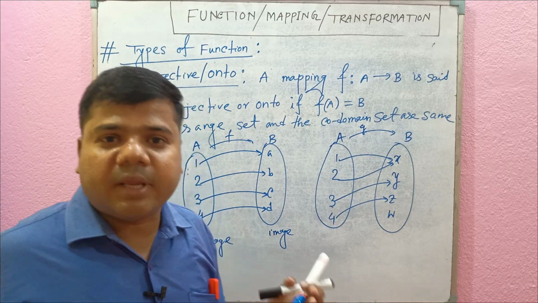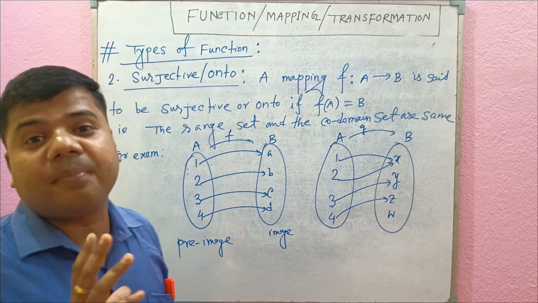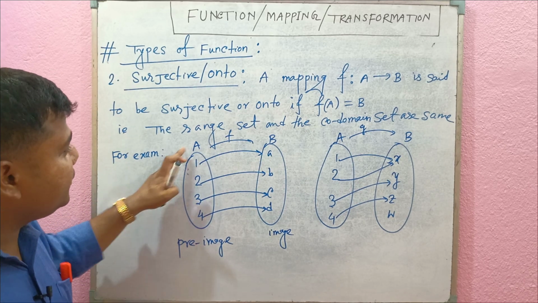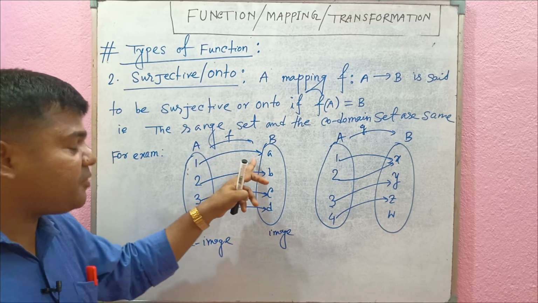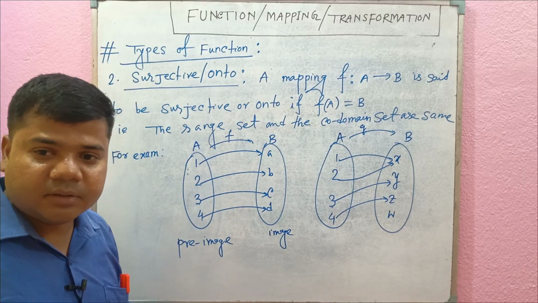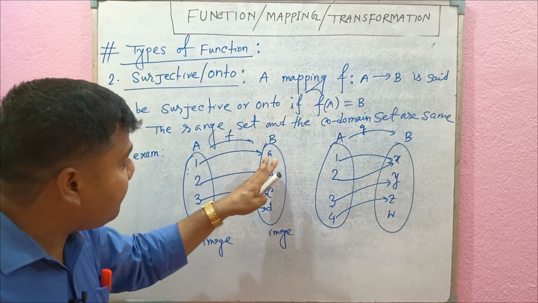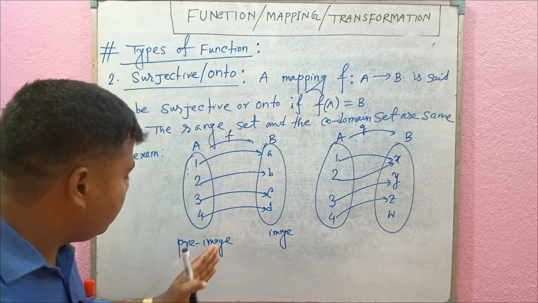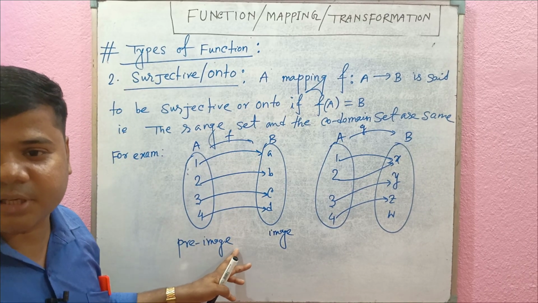Otherwise, we can say that every element of B might have a pre-image. For example, suppose this is an example of a function. Here we see that 1 maps to A, 2 maps to B, 3 maps to C, and 4 maps to D. You see that every element of B has a pre-image. So this is a surjective function. This is an example of a surjective function.